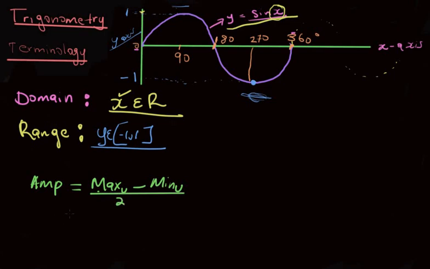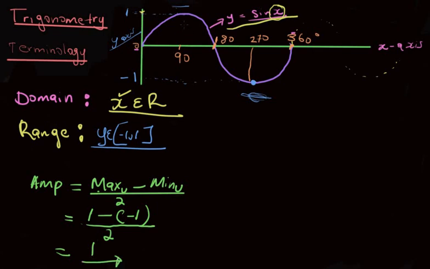all divided by 2. Then we can say, what's the maximum value? The maximum value is 1, minus the minimum value. The minimum value is -1. So you can say minus, open brackets, -1, all divided by 2. So 1 minus -1 divided by 2 is 1. So our amplitude is 1.